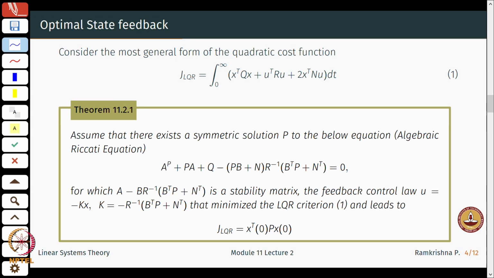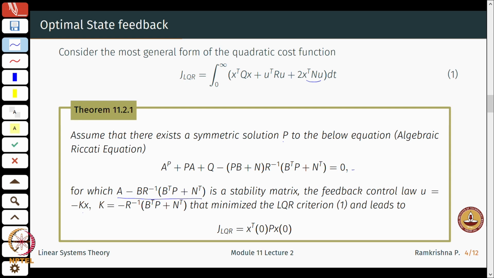We start with a slightly more general form of quadratic function. In addition to what we had previously, we just add some cross terms between x and u. The theorem that we will prove derives the same Riccati equation, but in a slightly different way. We assume that there exists a symmetric solution to the below Riccati equation, for which this particular thing is a stability matrix.